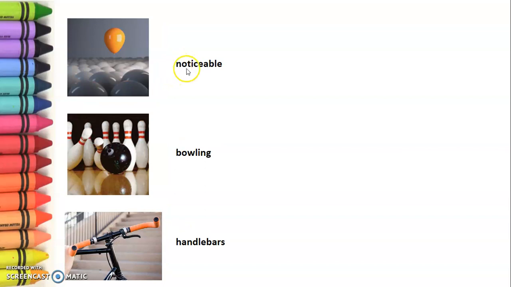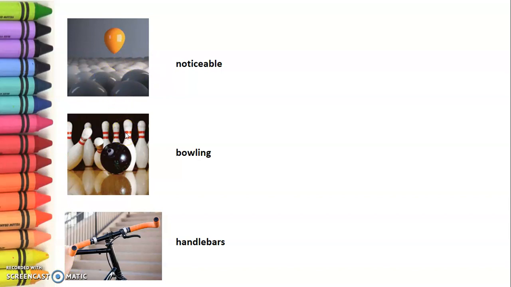Number 10. Noticeable. Easy to see or recognize. There has been a noticeable improvement in Tim's cooking. Plant growth is most noticeable in spring and early summer. The yellow balloon in this picture is really noticeable between all the white balloons.